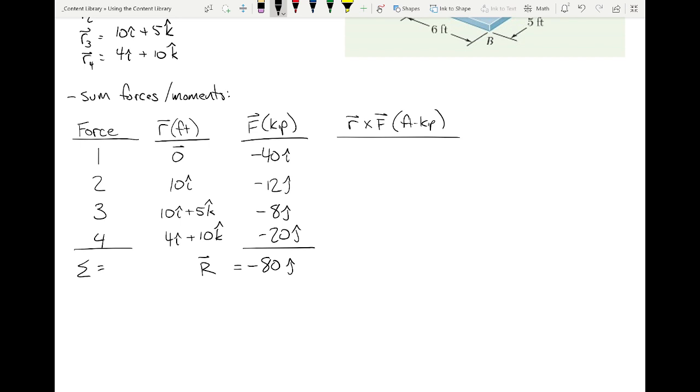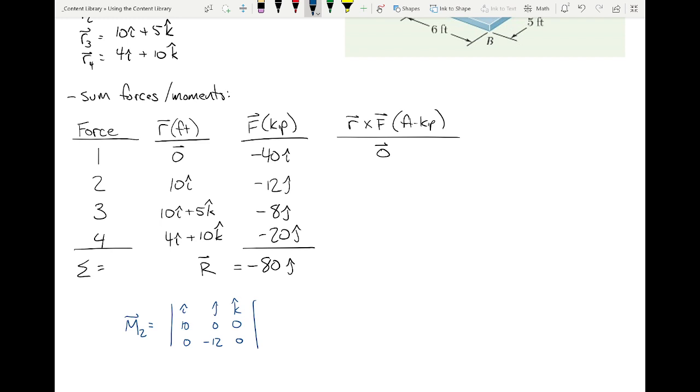All right, the first one. Now, I don't need any math for this one. I don't need a calculator for this one. For force 1, if I take R cross F, what do I get? 0. That's a 0 vector. Now, what about this second force? 10i crossed with negative 12j. So this second one here, I'll put something down here so that we can kind of follow. What I'm doing is this. So 10, 0, 0, 0, negative 12, 0. That's what I'm doing for this row right here, right?